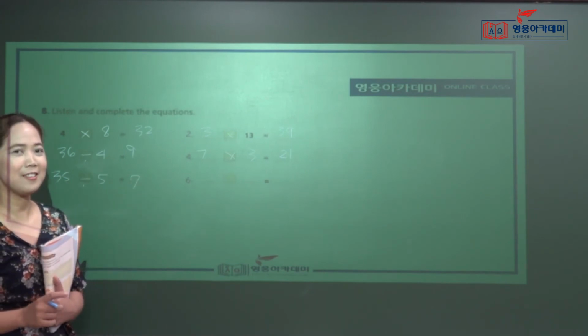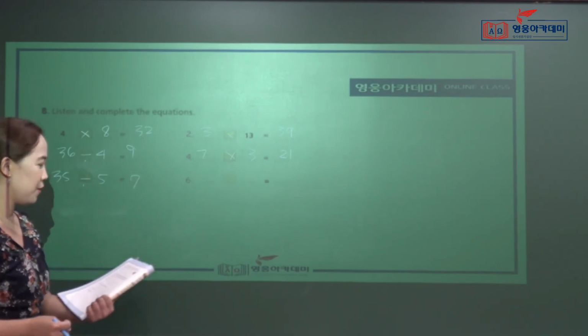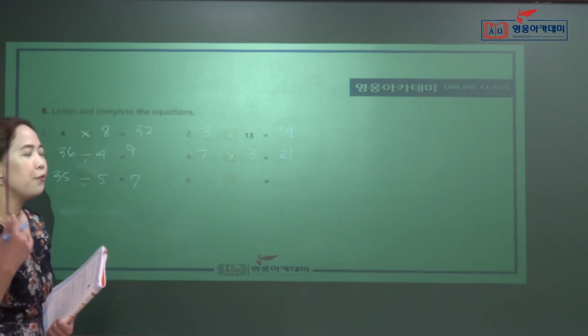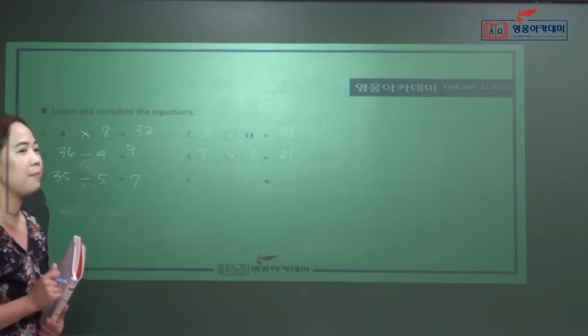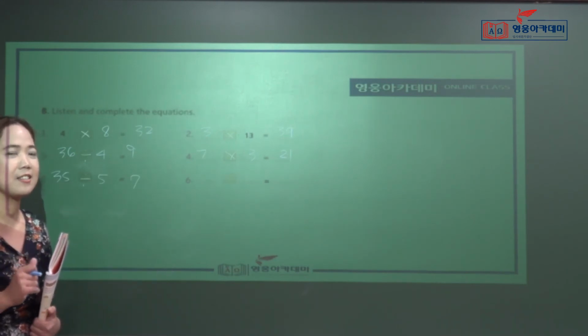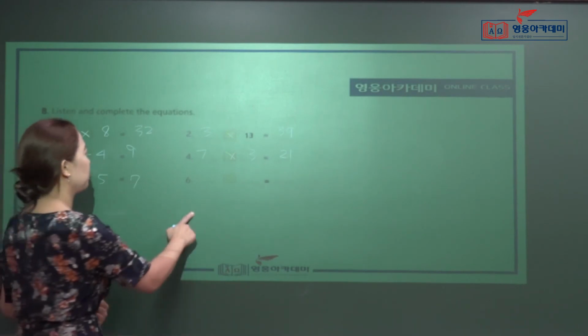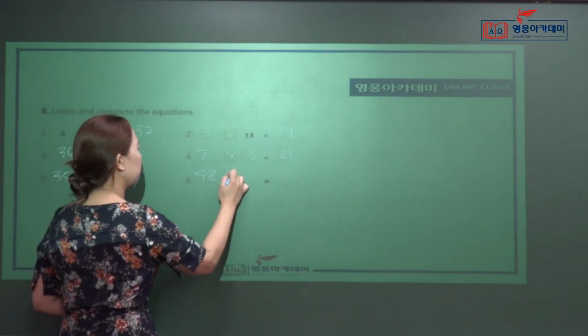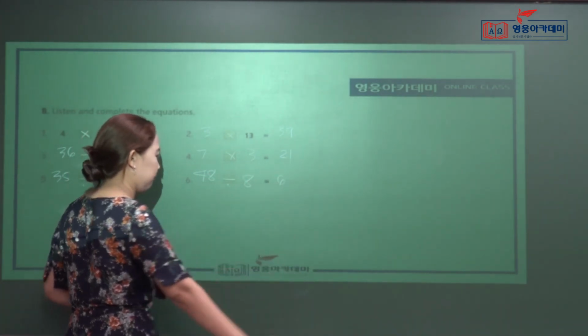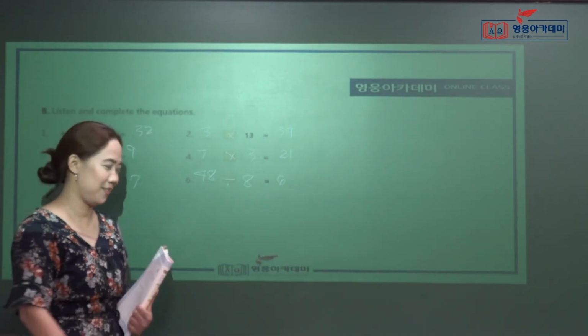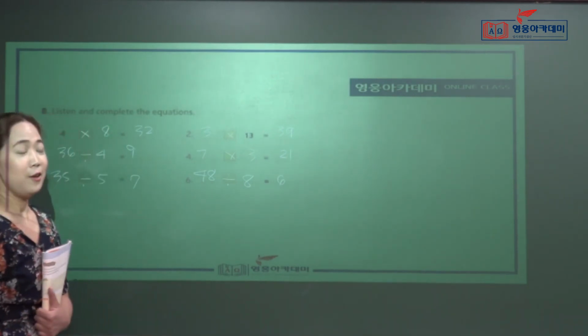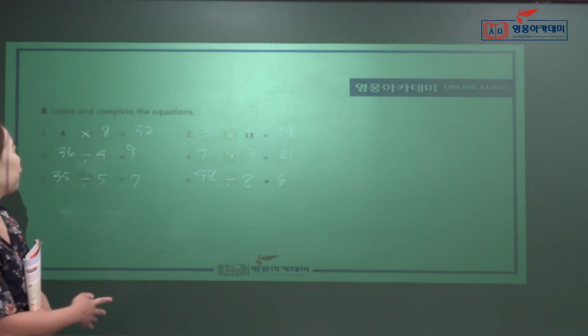Are you guys correct? And for the last number, 48 divided by 8 is 6. Are you guys all correct? If you're all correct, then let's read this together.